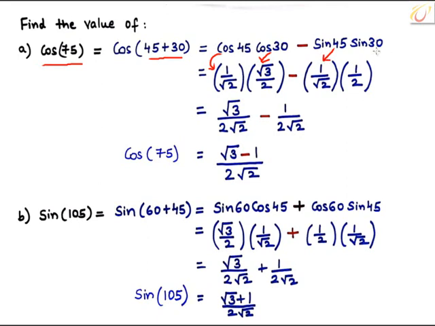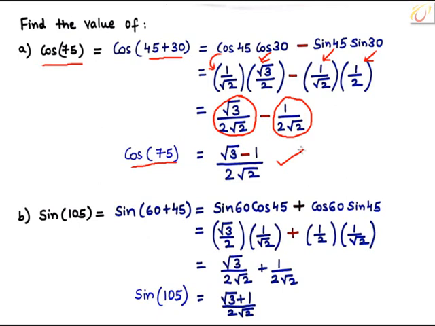What is the value of sin 30? Sin 30 is half. So 1 upon root 2 multiplied by root 3 by 2 gives us root 3 upon 2 root 2. 1 upon root 2 multiplied by 1 upon 2 gives us 1 upon 2 root 2. If you look at these two things, you will realize that the denominator is common, that is 2 root 2. So cos 75 we can directly write as root 3 plus 1 upon 2 root 2.